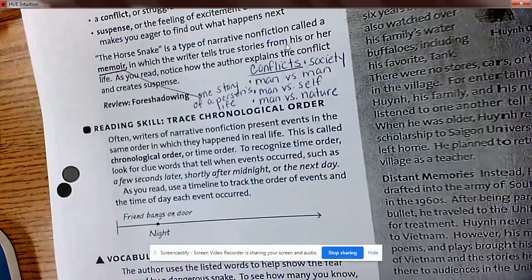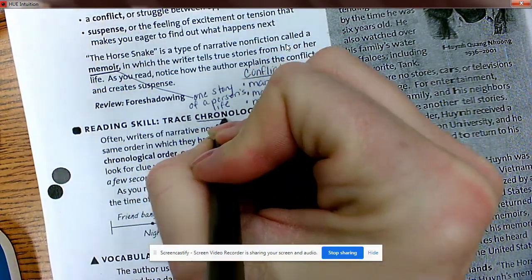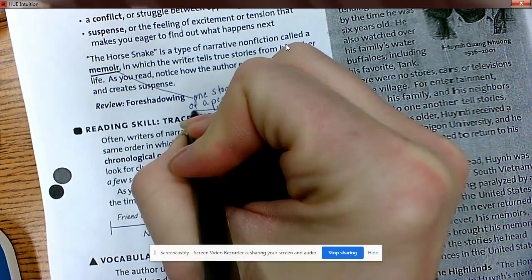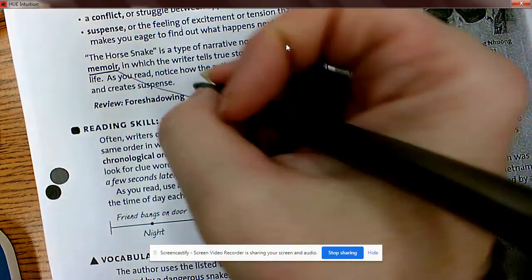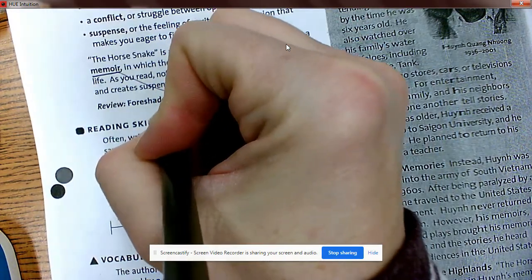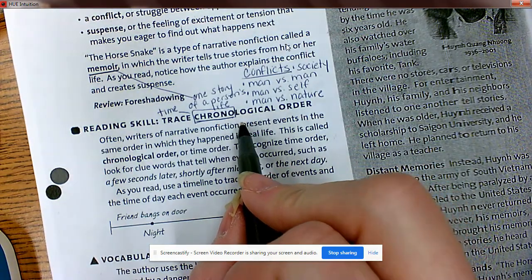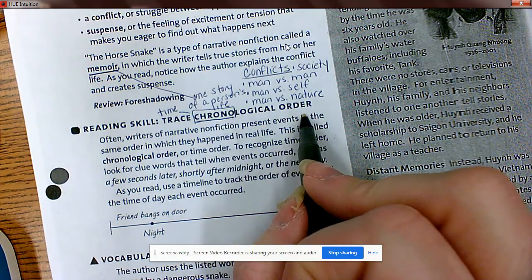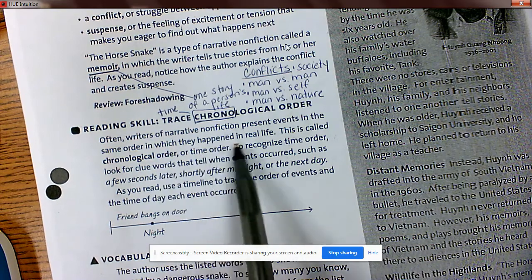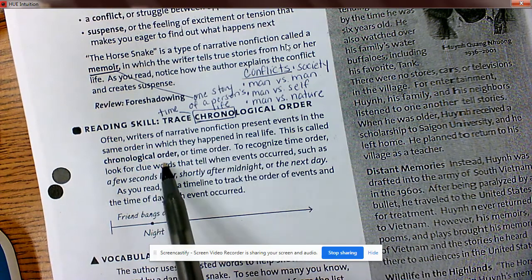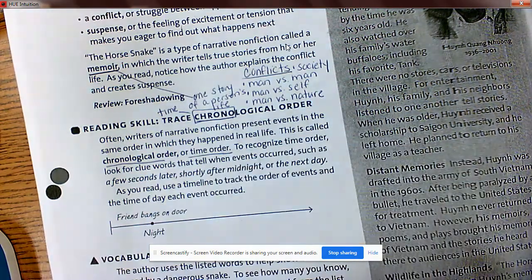Reading skill. We talked about this last week. I hope that you remember what the root word cron means, because eventually you're going to have a root word quiz. Cron means time. The root itself means time. So whenever you see the root cron somewhere, this probably deals with time. Chronological order. Often writers of narrative nonfiction present events in the same order in which they happened in real life. This is called chronological order or time order. So chronological means to be put into order of time.